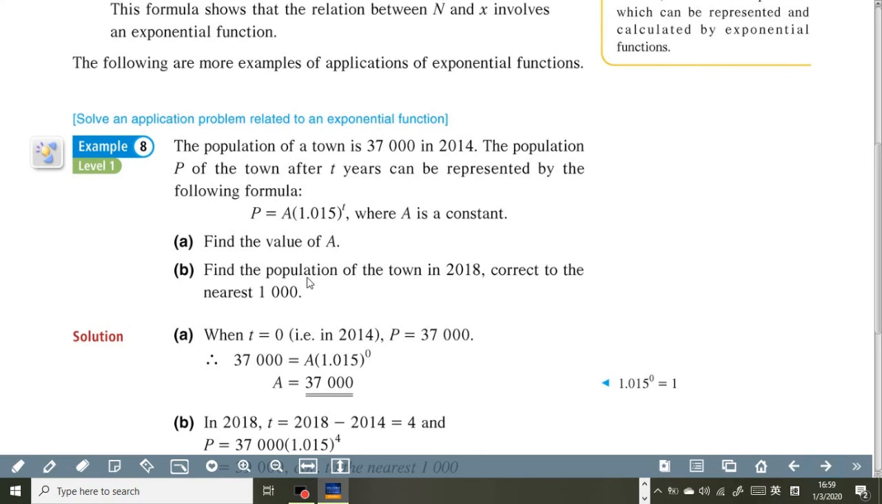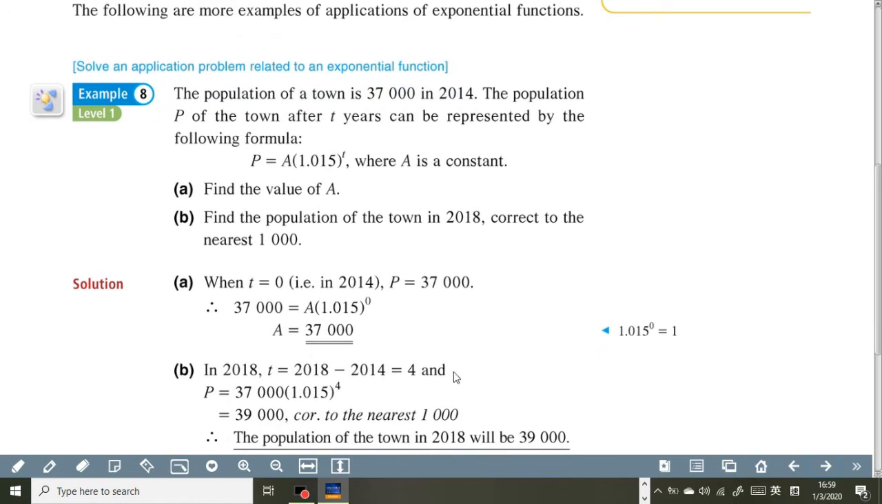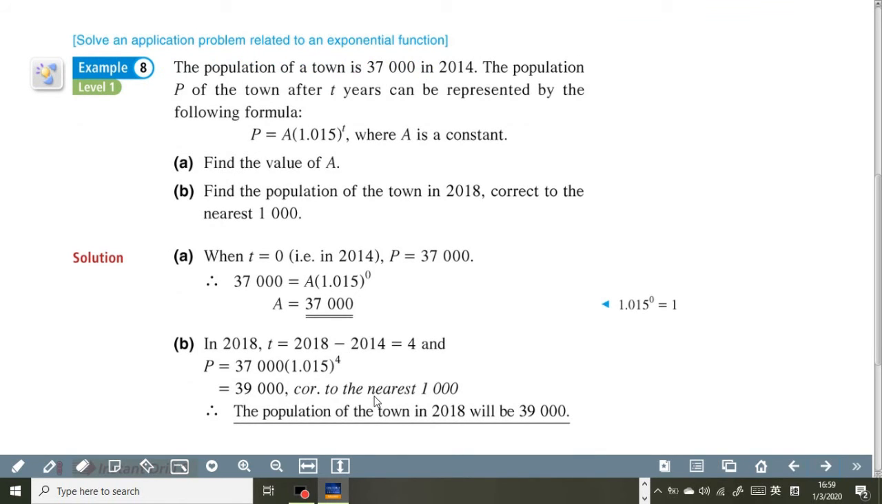After you get this 37,000, you put it back into the original position of A, and then you want to find the population in 2018. Now for 2018, you just calculate the years between them. So you use 2018 minus 2004, you get 14. Putting in the value of A equal to 37,000 and t equal to 14, you calculate it is 39,000. That means in 4 years, the population increased approximately 2,000 people.